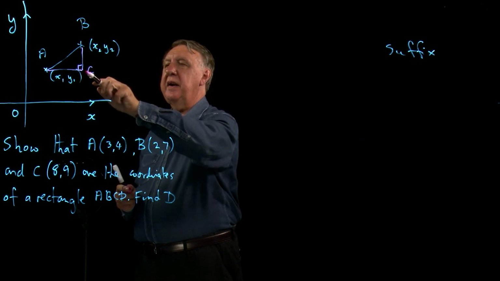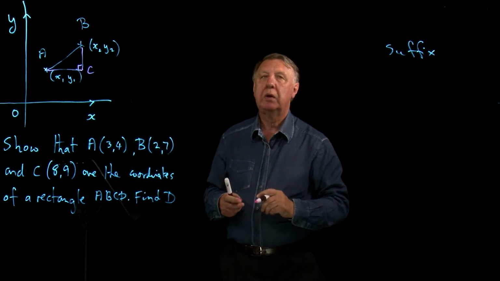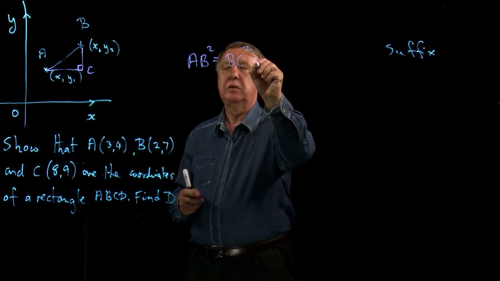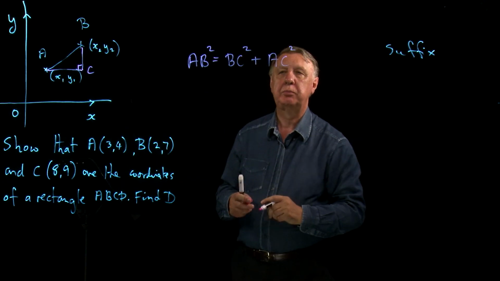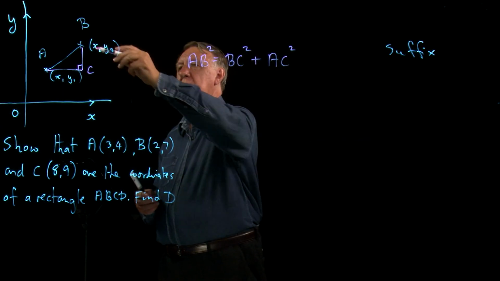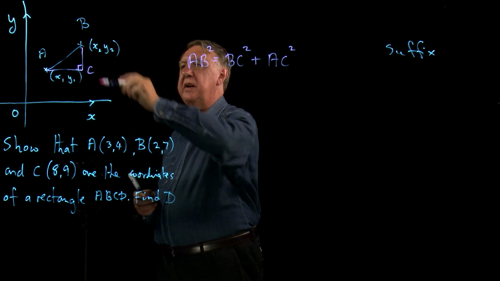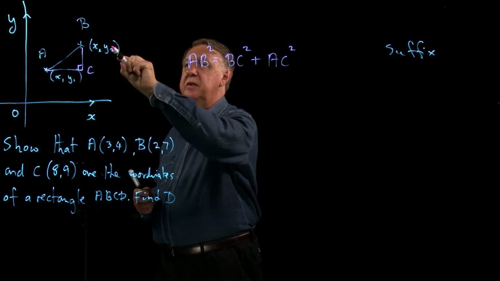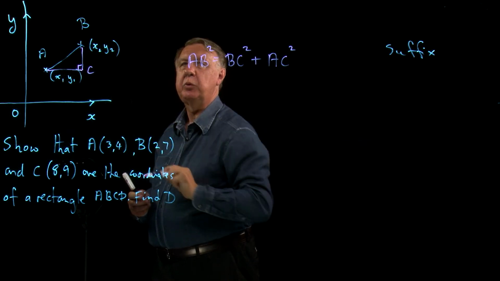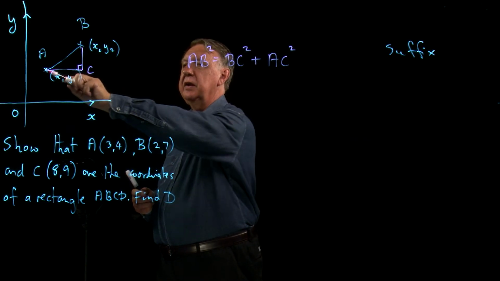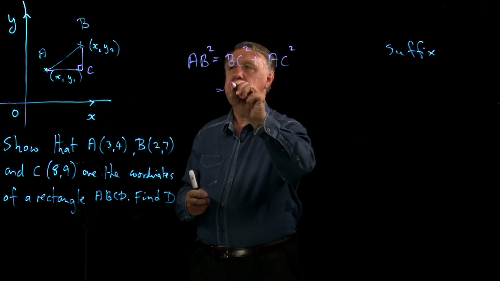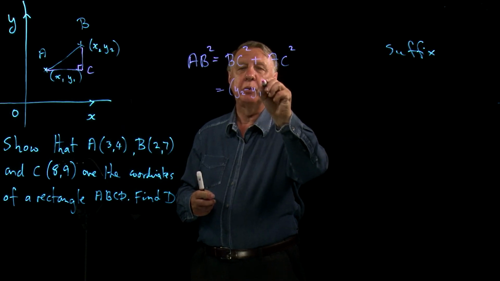I can now use Pythagoras' theorem in this triangle. So AB squared is equal to BC squared plus AC squared. How am I going to get at these lengths BC? Well, BC is the vertical drop from B down to C. In other words, it's the y coordinate here subtract the y coordinate at that point C. And of course the y coordinate at C is the same as the y coordinate at A. So BC is y2 minus y1, so I square that.